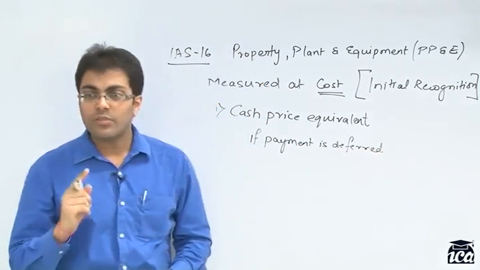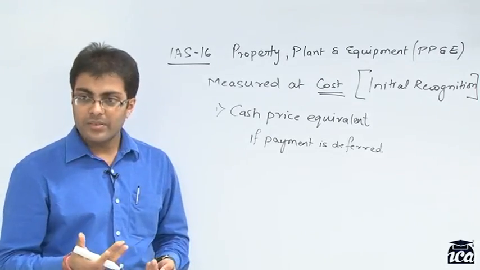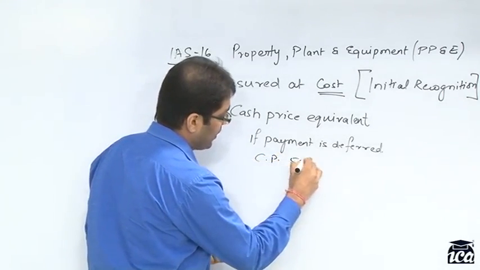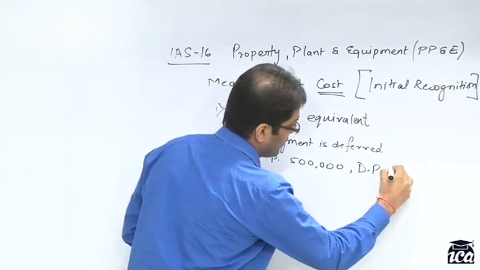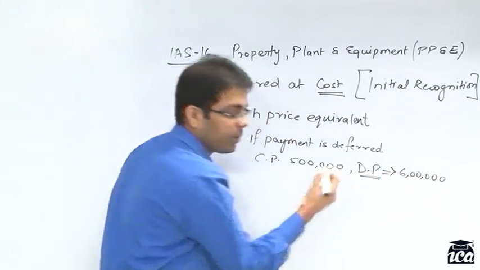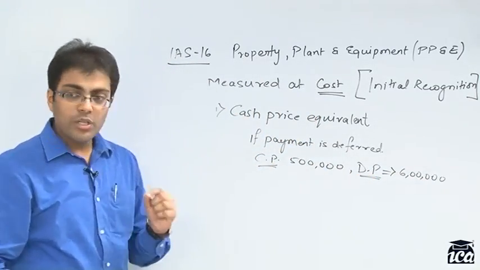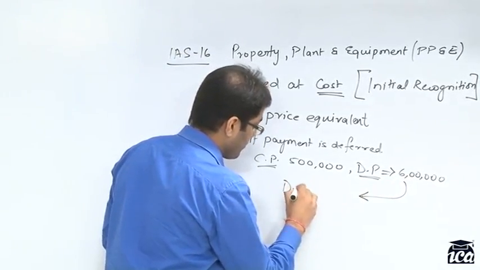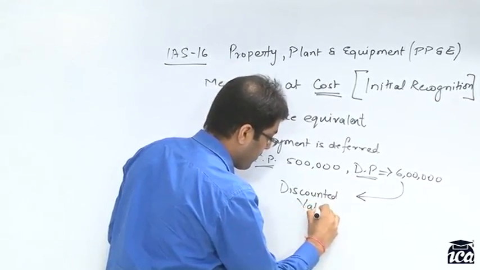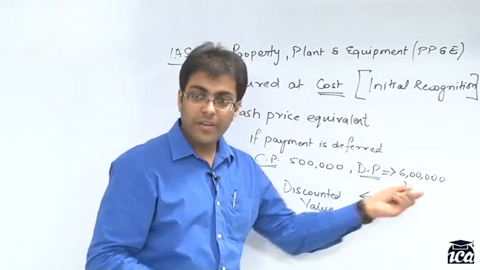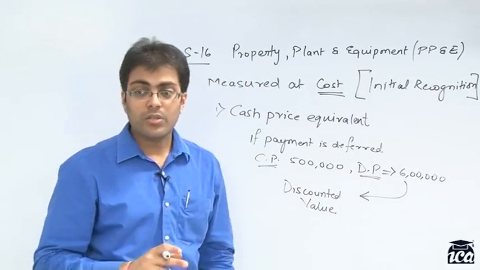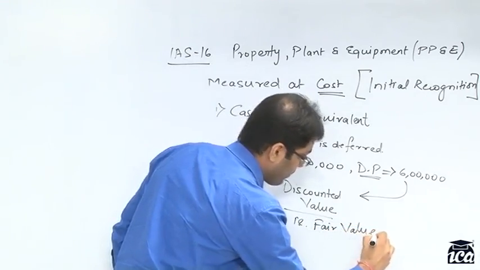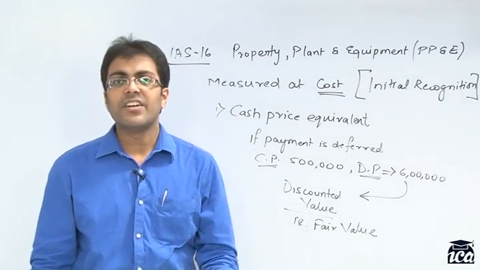In that case, what is the cost of the asset? The cost of the asset is 5 lakh rupees, which is the fair value principle under IFRS. We are aware of that. So in this case, if the cash price is 5 lakh rupees and the deferred payment is 6 lakh rupees, so DP I am talking about deferred payment, CP I am talking about cash price. In that case, the cost of the asset will be the discounted value of the amount paid. That is, we will discount this amount. And the fair value of the asset after discounting is recorded as the cost of the asset. Okay?